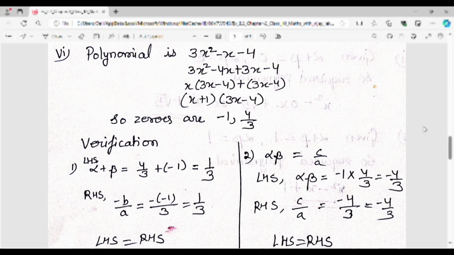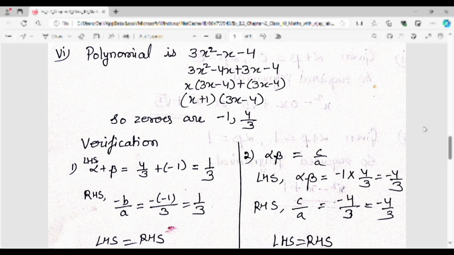So the last part of this question is 3x square minus x minus 4. For this, we need two numbers for which the product is minus 12 and sum is minus 1. So our numbers can be minus 4 and 3. After solving this by factorization, splitting the middle term, we will get x as minus 1 and 4 by 3. For verification, we will find LHS alpha plus beta, which will be 1 upon 3, and RHS minus b upon a, which also will be 1 by 3. So first relation is verified.